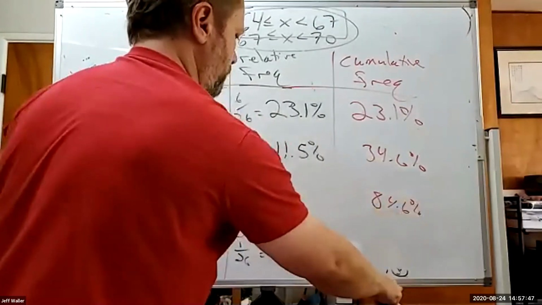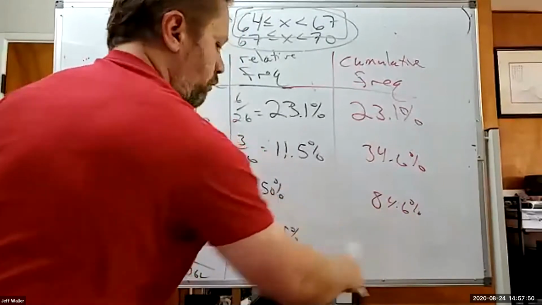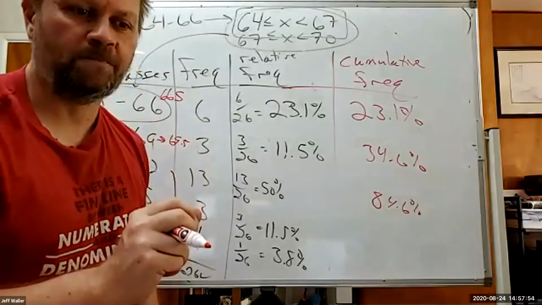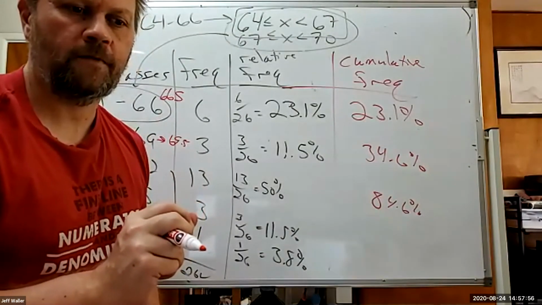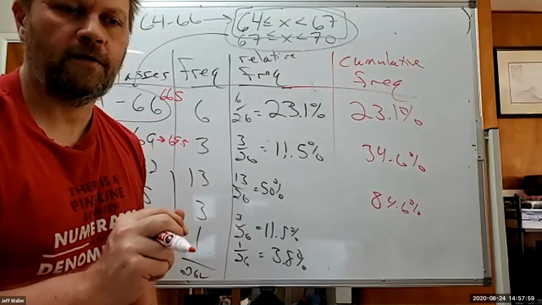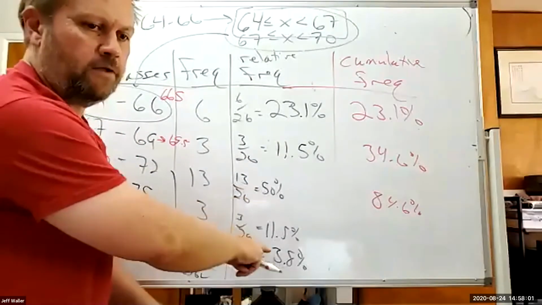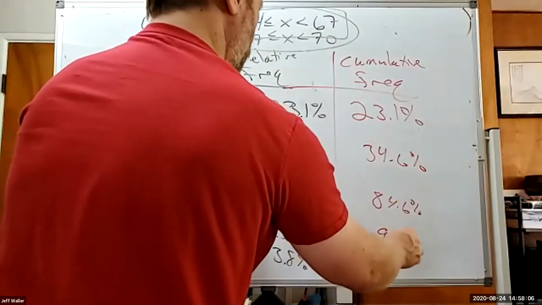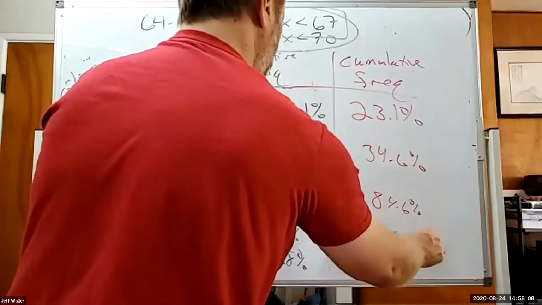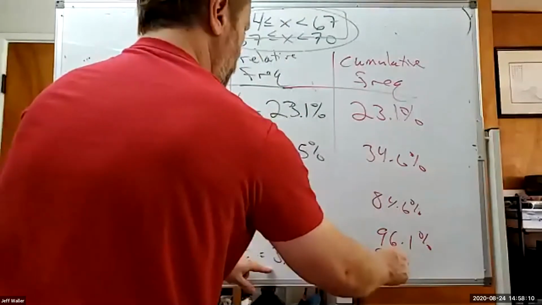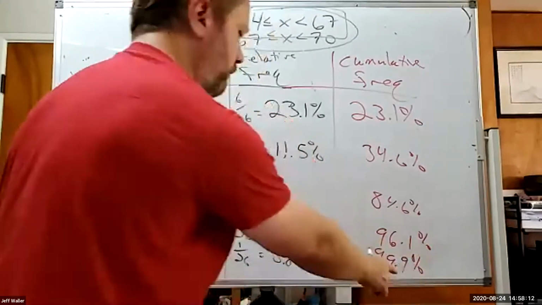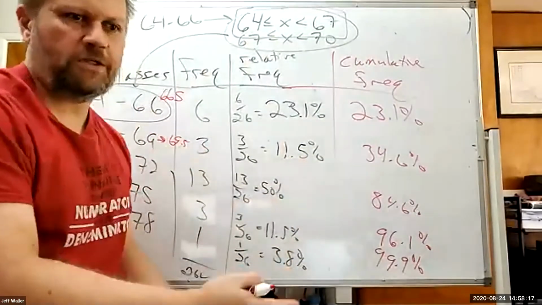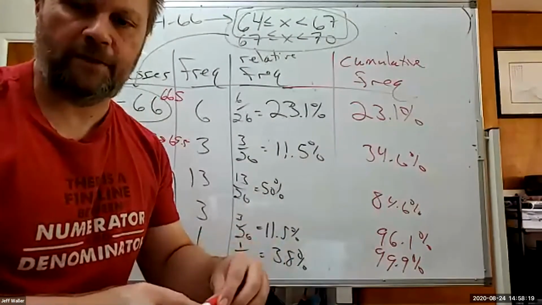So where should I end up? 100%? Or close. Why sometimes won't it be exactly 100? Because some of the numbers might be rounded? Exactly, and that's going to happen to us here. So if I add 11.5, I'm going to get up to 96.1, is that right? And then when I add 3.8, I get to 99.9%. Why is that okay? Because this is rounded. So we just happened to round down one more time than we rounded up.